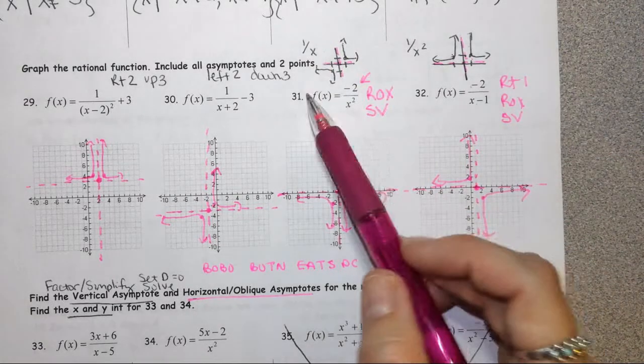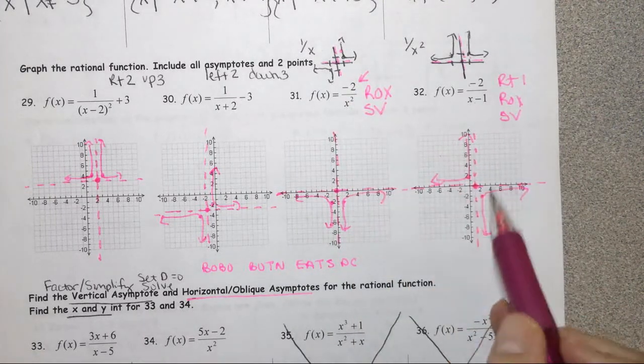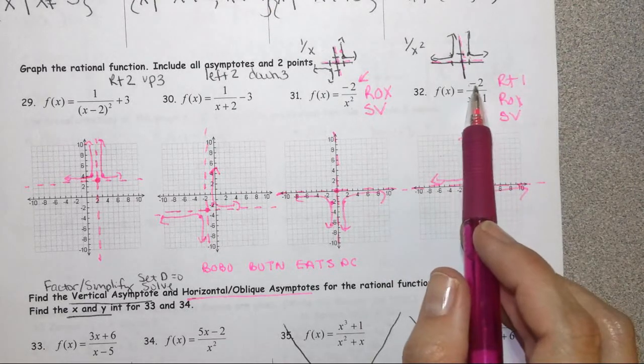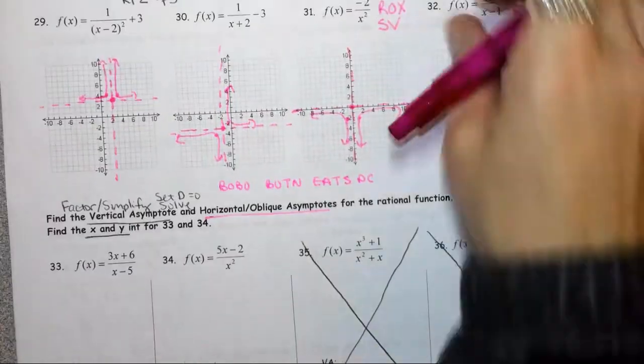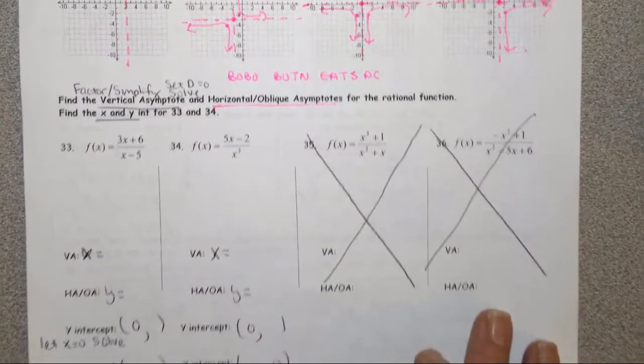So I took these two arms, the right side is now on the bottom, the left side is now on the top, and instead of going right 1, up 1, I went right 1, down 2 because of that negative right there.